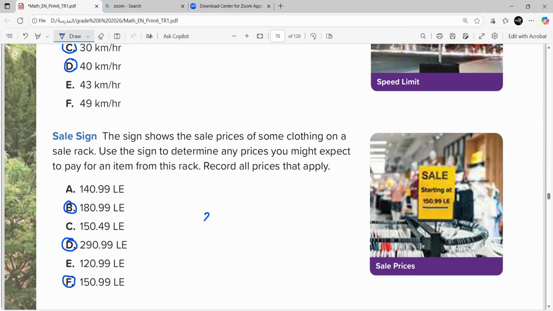We can write the inequality x is greater than or equal to 150.99. Why do we use the equal sign? Because the prices are starting from this price. So we can find this price itself, 150.99 or more. So the sign is x greater than or equal to 150.99.